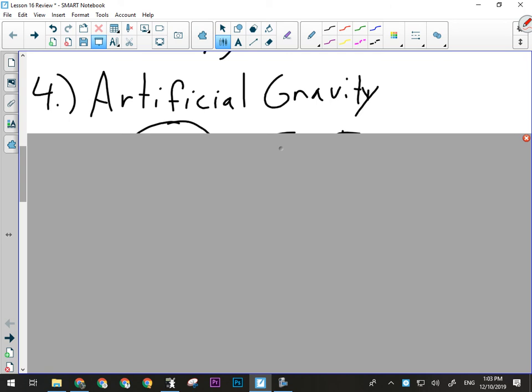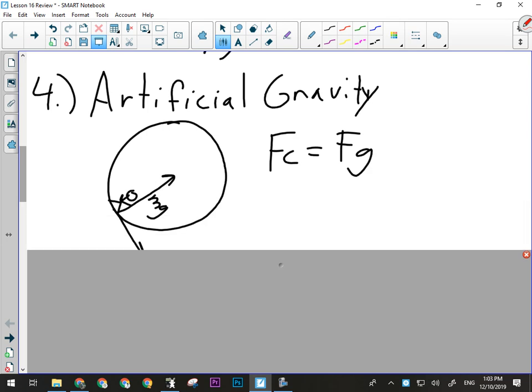It works because which way do you want to go? Out. Out of it in a straight line, tangent to the circle. What does the inside of the drum do? It curves. It pushes against your feet. It makes you feel like you're not going to leave it, so it gives you the impression of having weight.